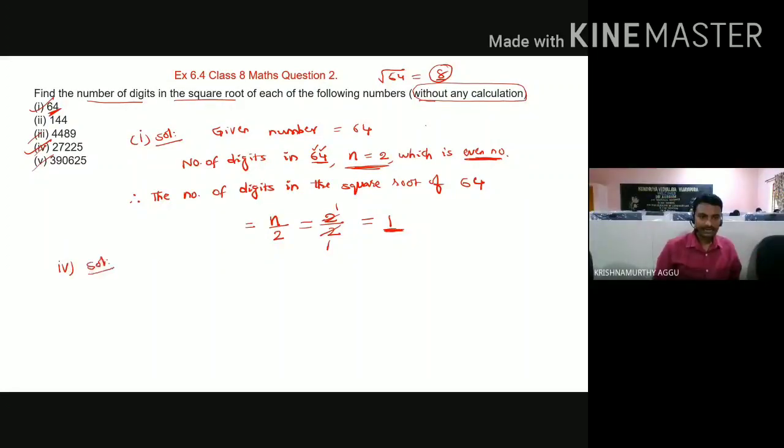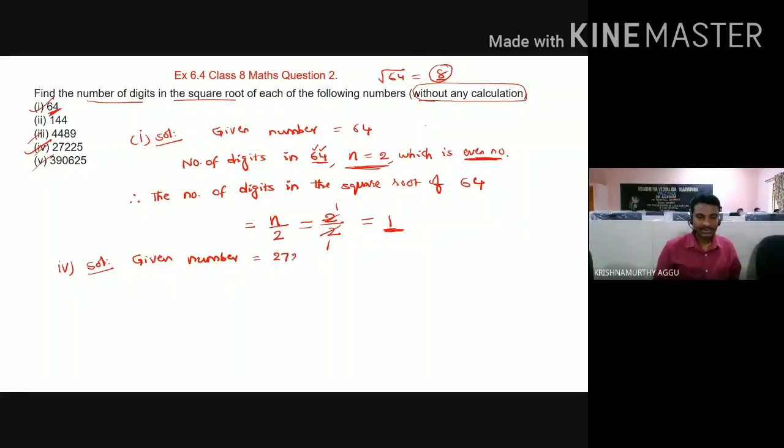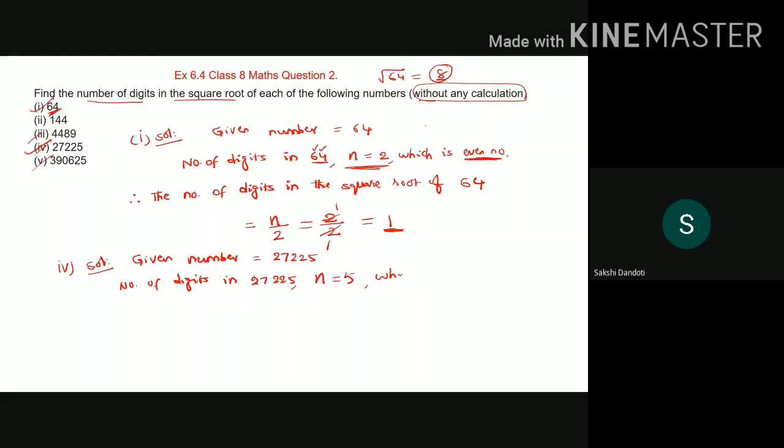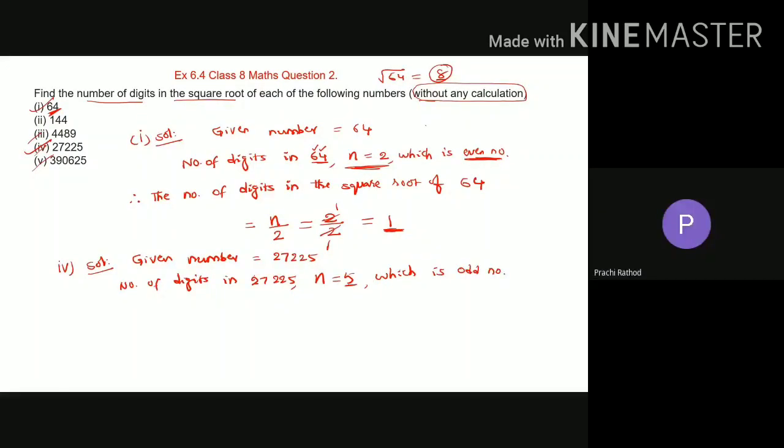Question number 4. Solution. What is the given number? Given number 27,225. Same as the previous question. Number of digits in 27,225 is represented by n. Equal to how many? 1, 2, 3, 4, 5. How many are there? 5. 5 is an odd number.